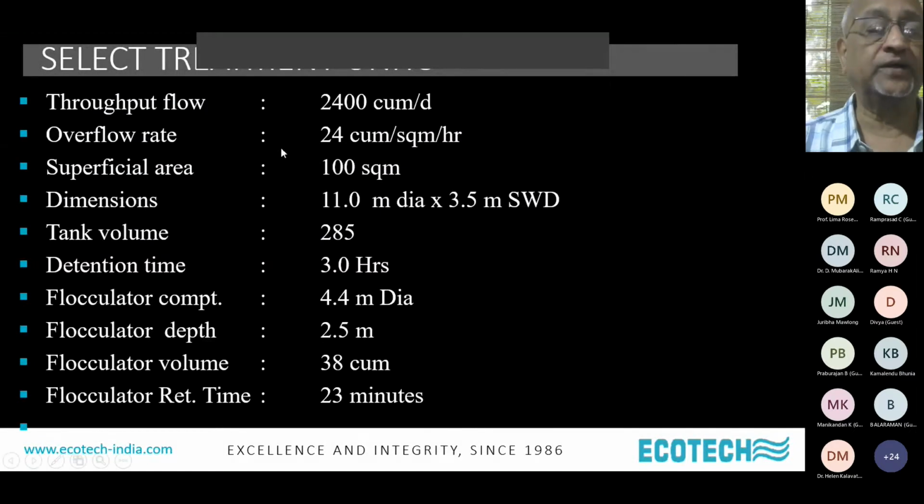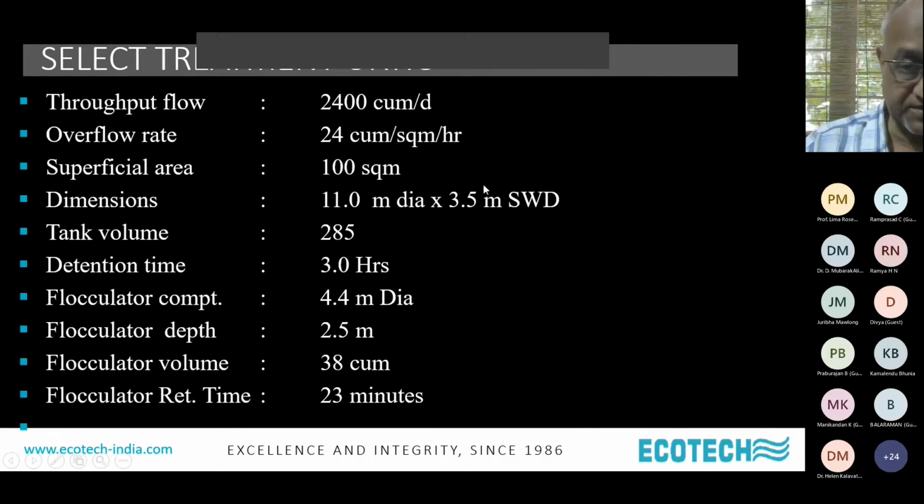Throughput flow, overflow rate. This is the design parameter, design criteria for the clariflocculator. Overflow rate, that is the upflow rate or the upflow velocity in the clariflocculator, is 24 cubic meter per square meter per hour. Or in other words, simply put, it is 24 meter per hour is the upflow rate. Superficial area, therefore 100 square meter, and I come with the dimensions of the clariflocculator, 11 meter dia. And minimum side water depth prescribed for all these settling or sedimentation units is 3.5 meters, 3 to 3.5 meters.